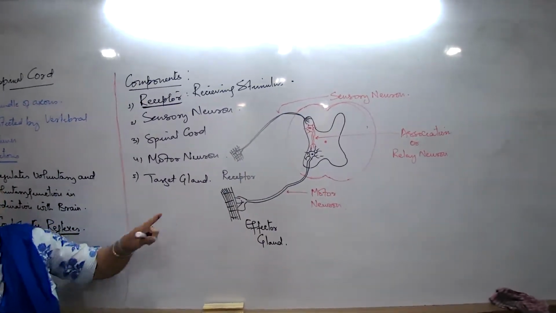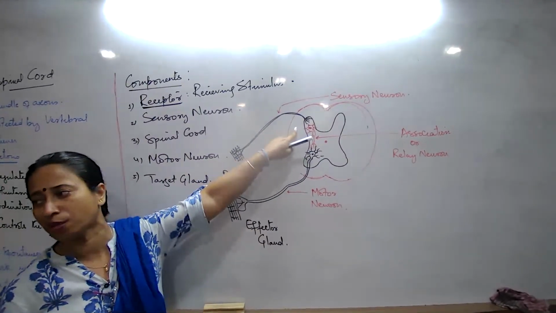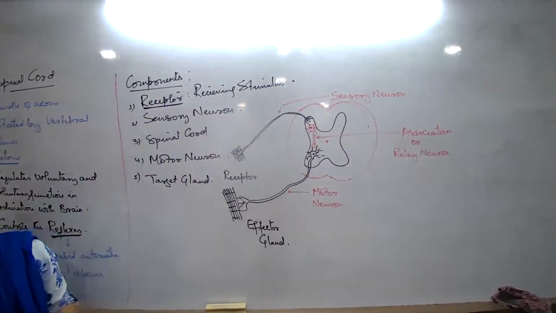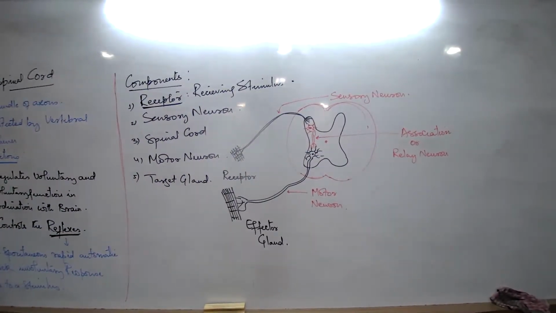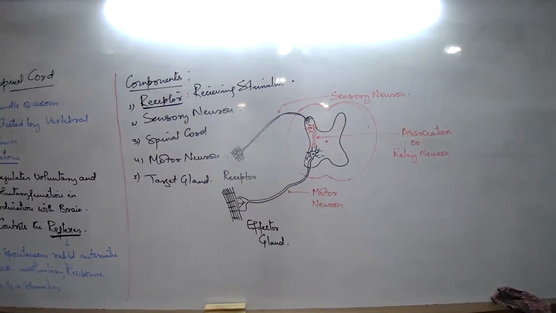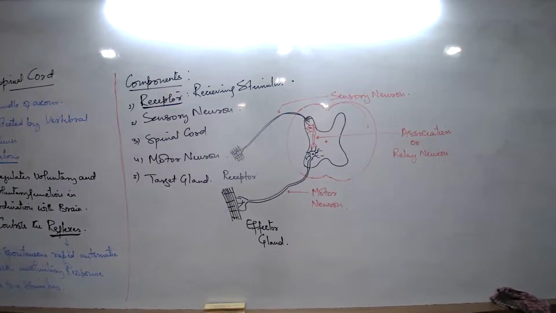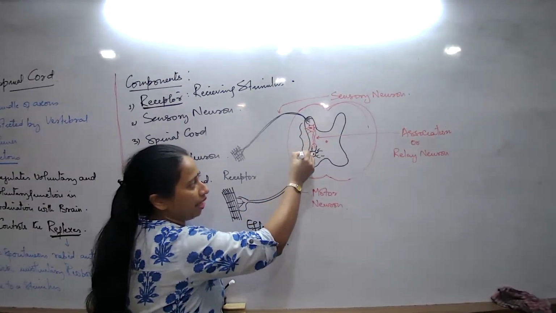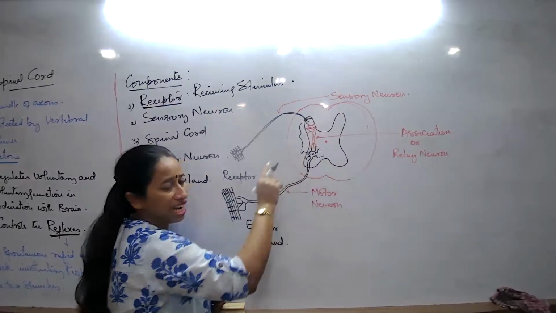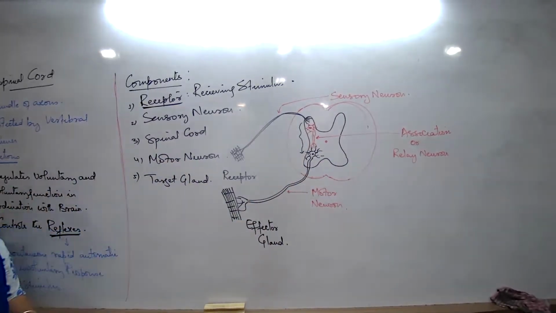Clear? And of course, inside the spinal cord, in between the sensory and the motor, there are small neurons acting as bridges, carrying the messages from here to the next neuron. So this neuron is just acting as a bridging gap. And these are very small, short neurons placed between the sensory and the motor.